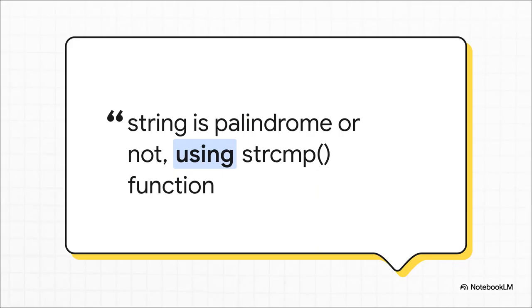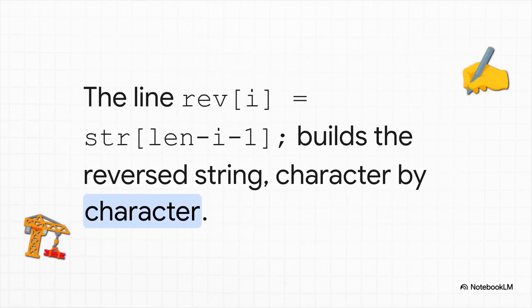And here's what that second approach looks like in C. You can see right away that it's got a totally different structure because it's built around that reverse and compare strategy we just talked about. This line right here, this is the factory. This is what builds our new reversed string. The loop reads the original string, str, from back to front, and it copies each character, one by one, into our new string, which we're calling rev.